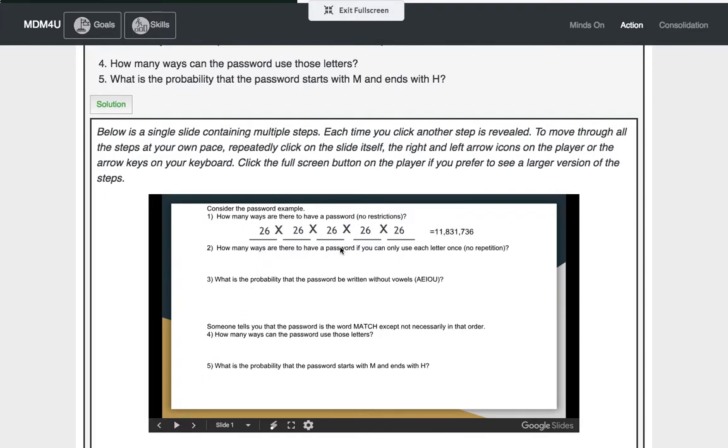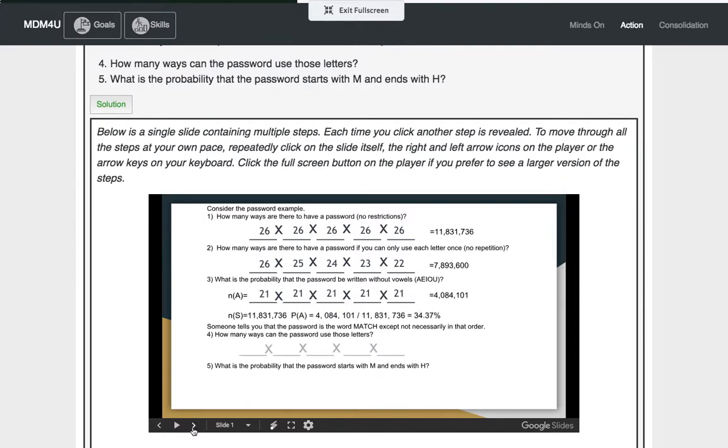How many ways are there to have a password if you could only use each letter once? In this case, we start off with 26 letters, but let's say we use the letter P, we can't use the letter P here. So now we only have 25 options, and then 24 and so forth. Okay, what is the probability of the password being written without the vowels? Well, we had 26 letters minus the 5 vowels, so there are now only 21, and therefore we get this solution.